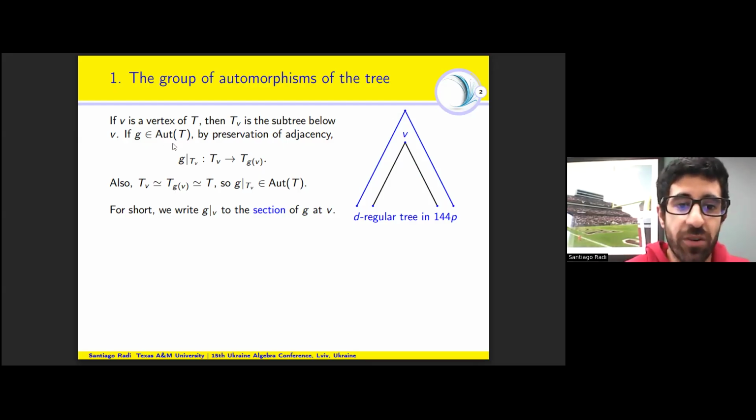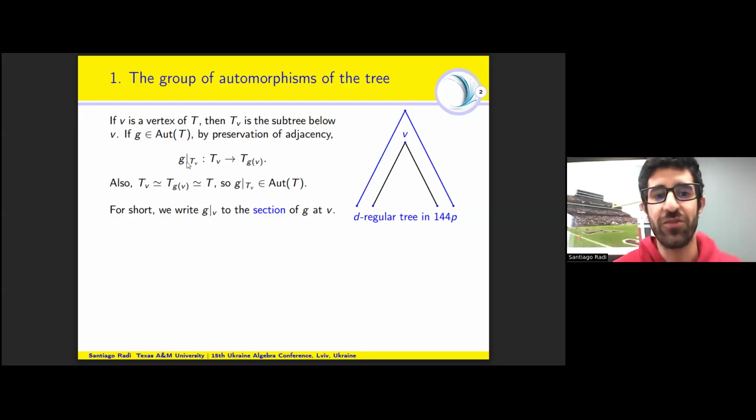If g is an automorphism of the whole tree, by preservation of adjacency, if we restrict the action of g to T_v, it has to send T_v to T_{g(v)}. Since all these trees look the same, we can identify these subtrees with the original infinite tree and see this restriction g restricted to T_v as an element in Aut(T). For short, we are going to write g_v instead of g|_{T_v}. This is called the section of g at v, and basically it's telling us how g acts on the subtree below v.